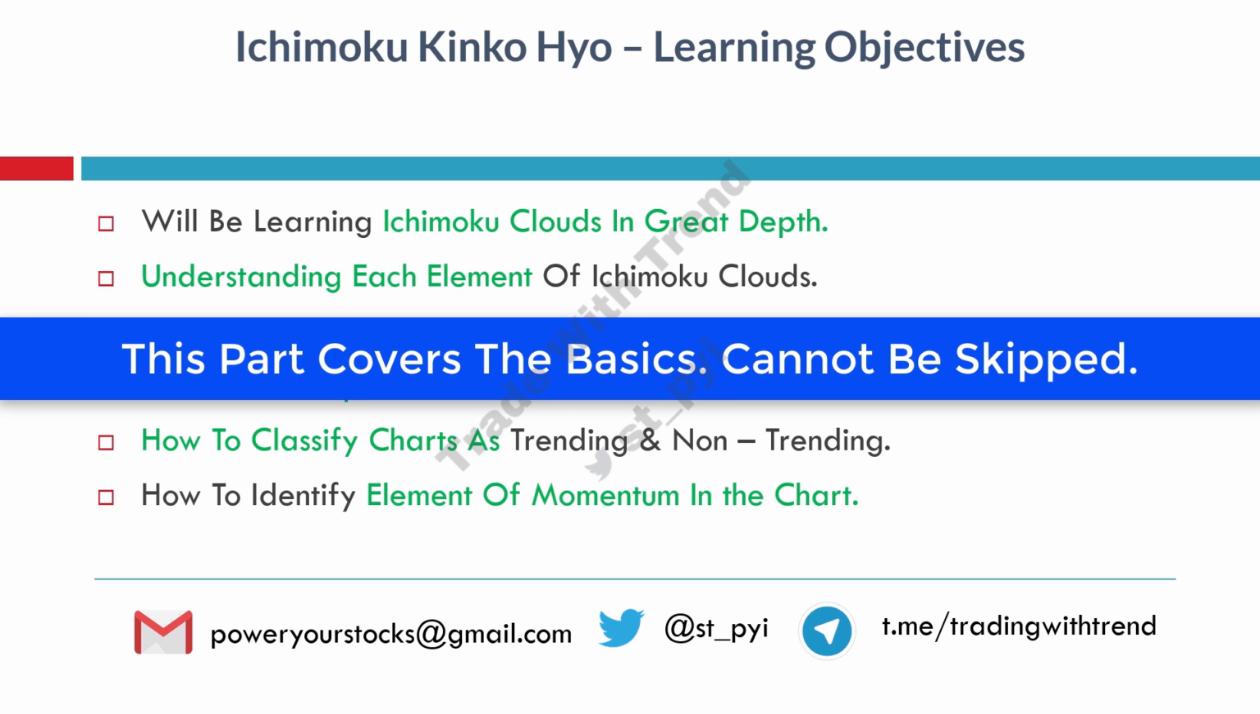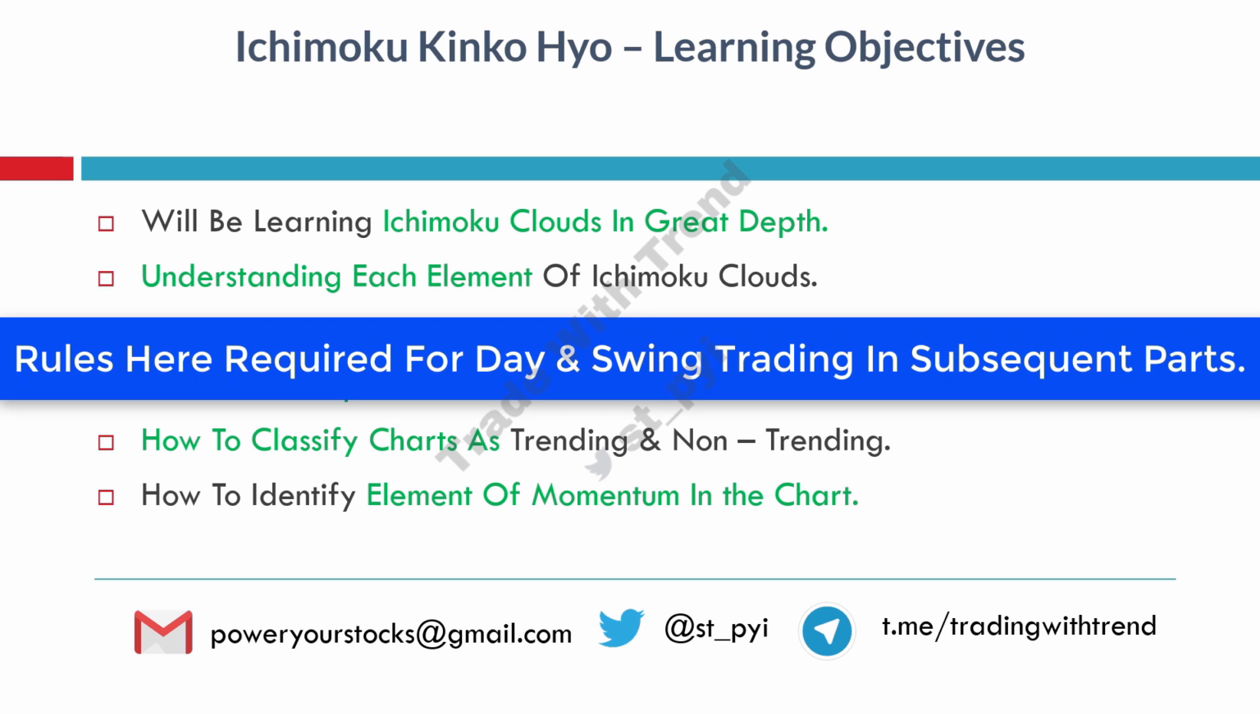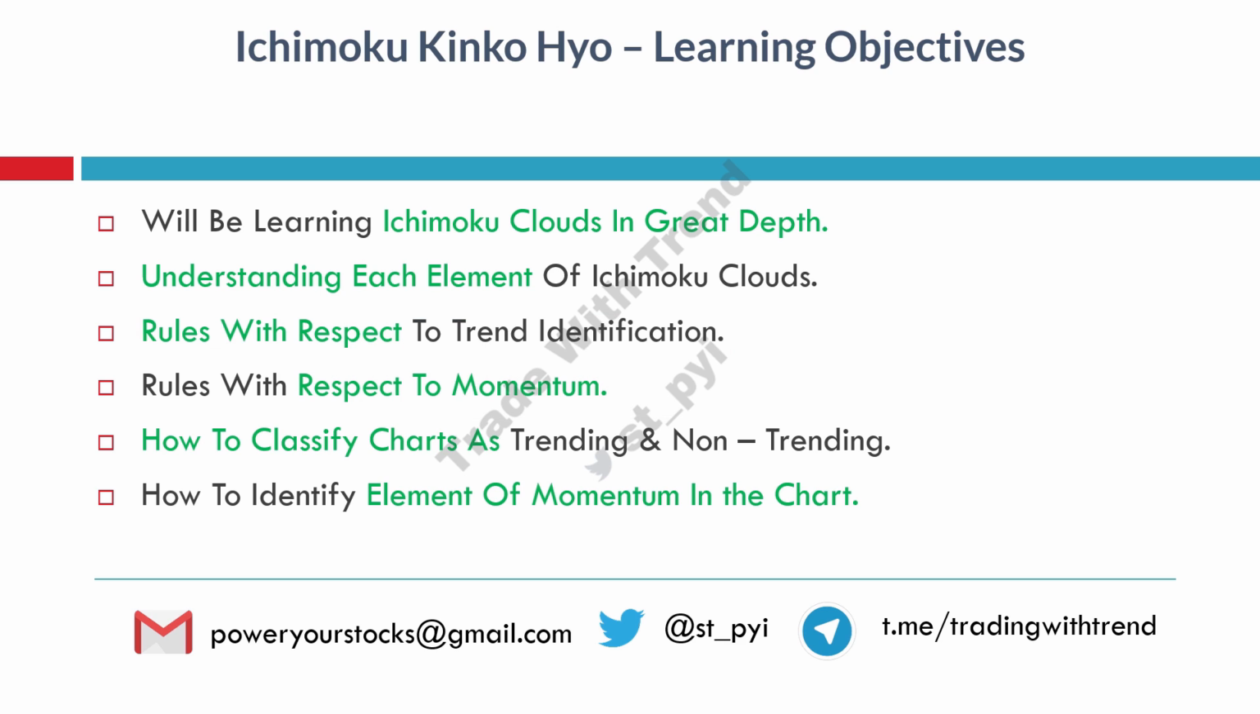One of the main aspects of trading successfully with Ichimoku Cloud is to understand all of its components fully. Unless you do this, you will not know when to trade and when to sit on the sidelines waiting for a trade. In this part, we will be learning each element in detail and will also be learning about rules with respect to trend and momentum. By the time you finish this video, you will be able to tell in one snapshot whether you need to trade a particular chart or select a different chart to trade.